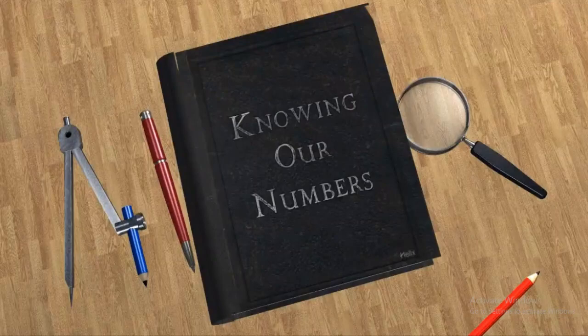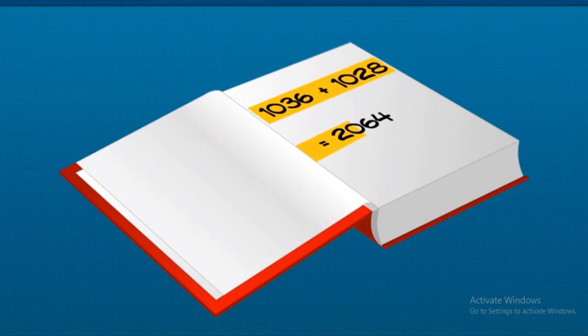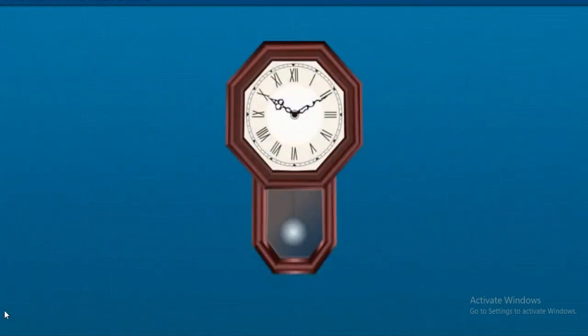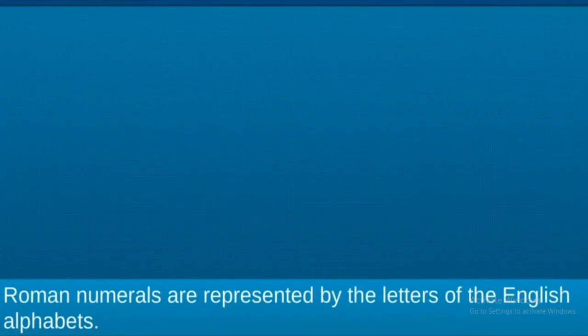Roman numerals. In our daily life, and while doing math, we commonly use the Hindu-Arabic numeral system. But you must have noticed numbers like you see in this wall clock and the timetable chart. These are called Roman numerals, one of the early systems of writing numerals invented by the Romans. Roman numerals are represented by the letters of the English alphabet.